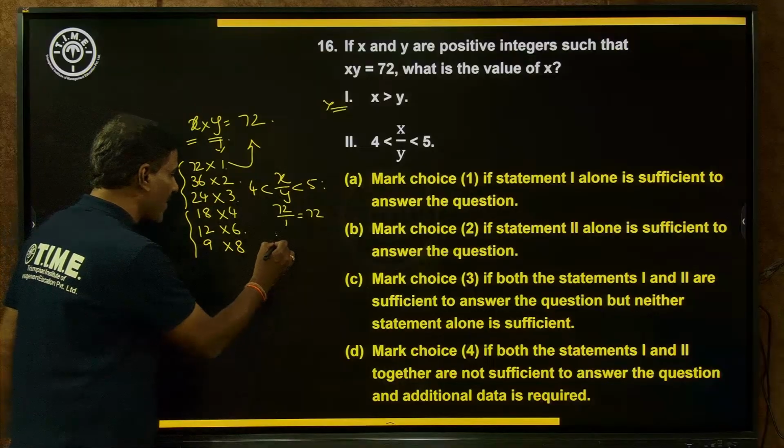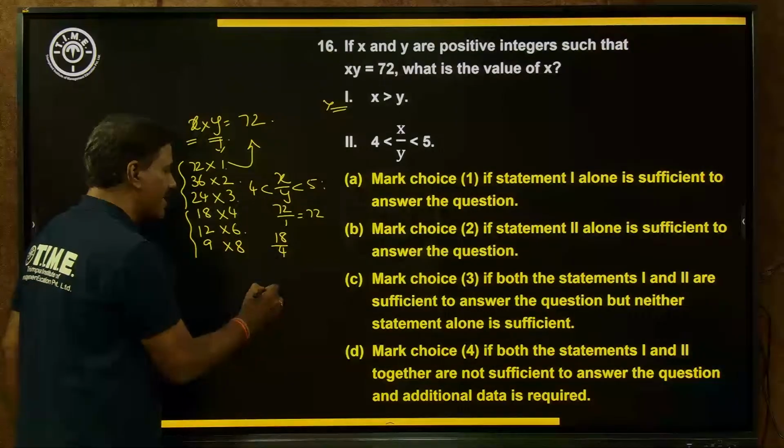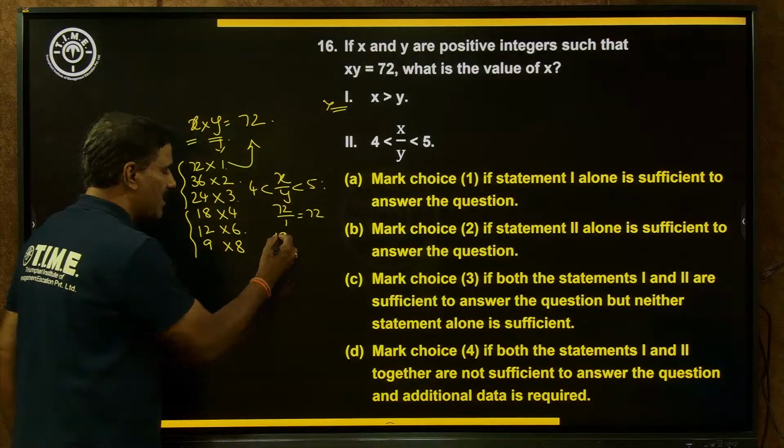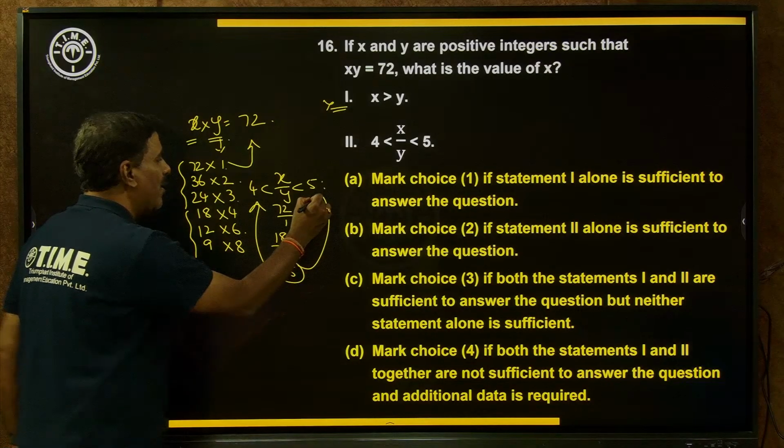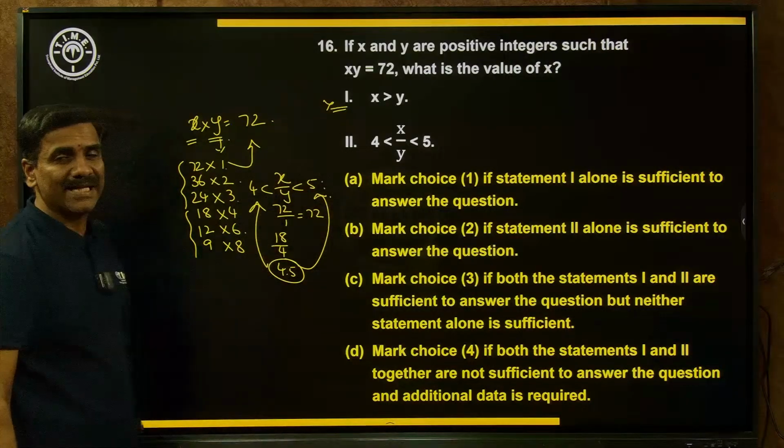But if you observe carefully, 18 by 4, what can we say? 4 fours is 16, 2 extra means 0.5 times. It will be 4.5, which is between 4 and 5 only, or not? So this is definitely satisfying, we can say.